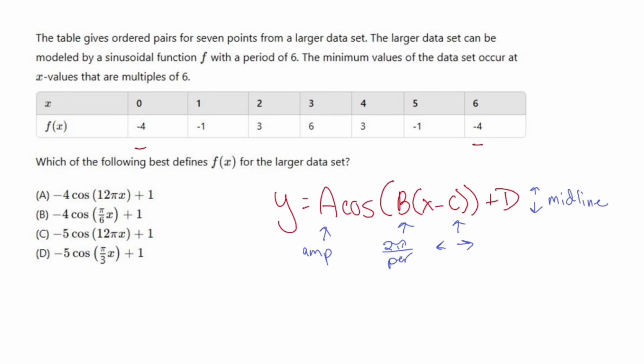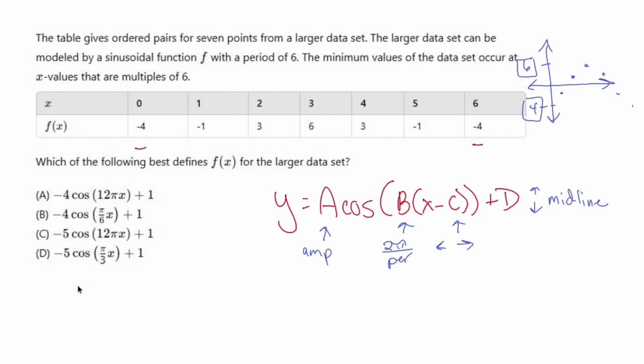Okay, so let's see if we can find stuff out. If I were to graph this out, best as I can, and it's not going to be pretty, we have 0 at -4, and then 1 is -1, and then 2 is 3, and then 3 is 6, and then 4 is 3, and then 5 is -1, and then 6 is -4. So it looks like we do have a cosine function that starts down here, bottoms out at -4, peaks out at +6. So we have to find our amplitude based off of this number and that number, which will also help us find our midline.